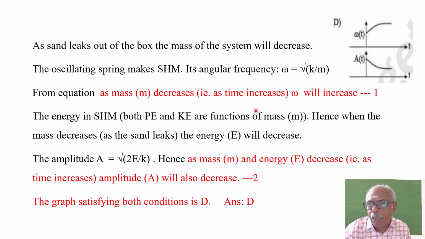As time increases, omega also increases. In the second case, as time increases, amplitude decreases. So the graph satisfying both the conditions is D. So option D is the right answer.